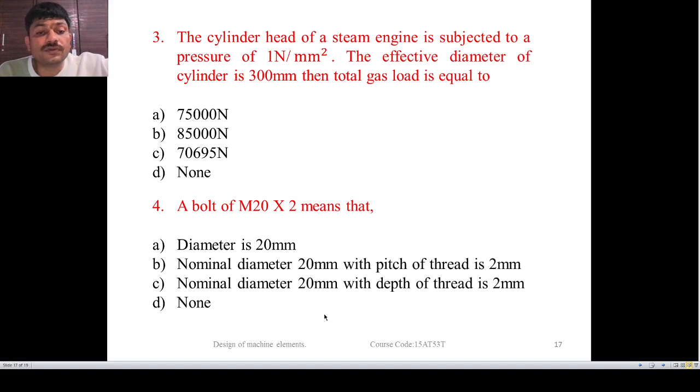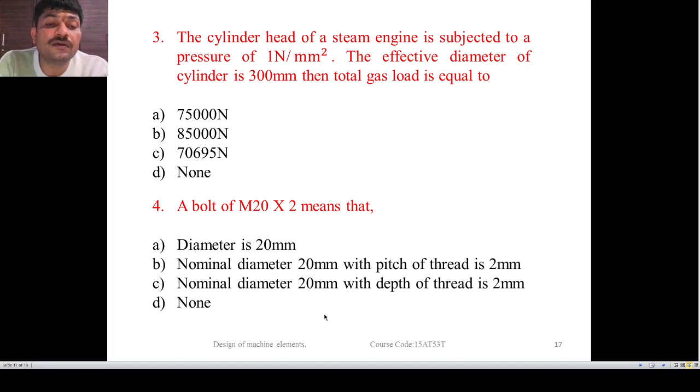Last, that is the fourth one. That is a bolt of M20 into 2. It means what? Option A, diameter is 20 mm. Option B, nominal diameter is 20 mm and pitch of the thread is 2 mm. And option C, the nominal diameter is 20 mm with depth of the thread is 2 mm, and none of the above. Try it for this question.